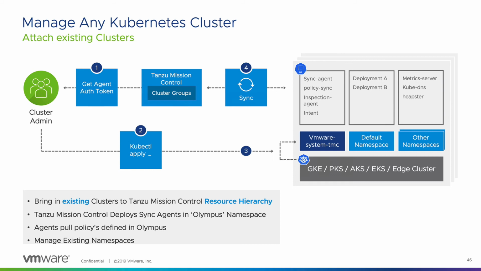Once again, if I want to visualize everything as a cluster admin, I can get an authentication token and apply a manifest to my Kubernetes cluster. Once that Kubernetes manifest is applied, it's going to start a sync process, and then start sending data up into TMC, where I can start visualizing it. As you can read down here, it will pull policies that are defined inside of TMC, as well as any namespaces or anything like that.